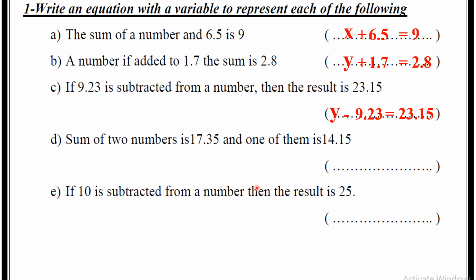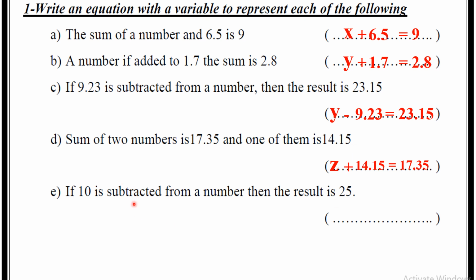Here are our equations. And letter D: the sum of two numbers is 17.35 and one of them is 14.15. Here we have two numbers. If we add them together, it will be 17.35, so here is equal. And now, one of these numbers is 14 and 15 hundredths. So here we have z as the variable plus 14.15 hundredths equals 17.35.